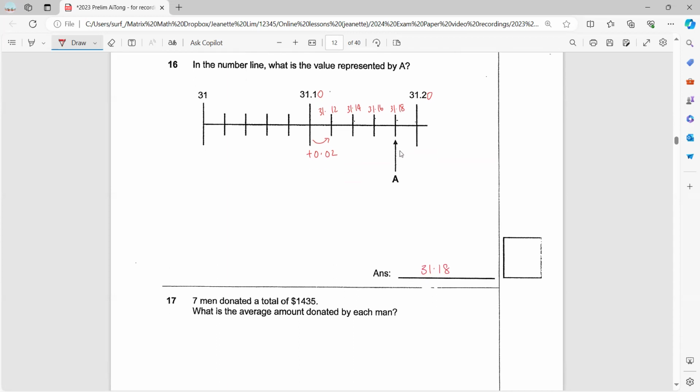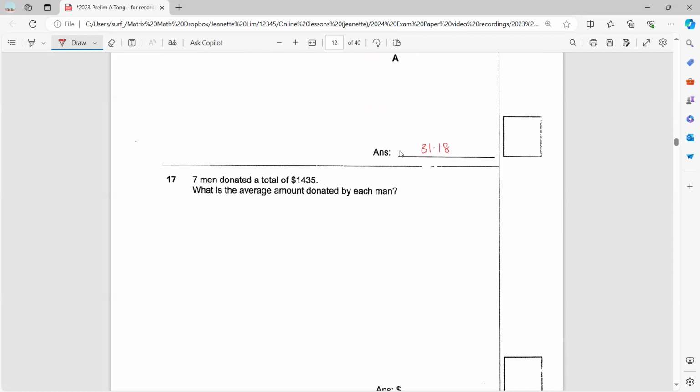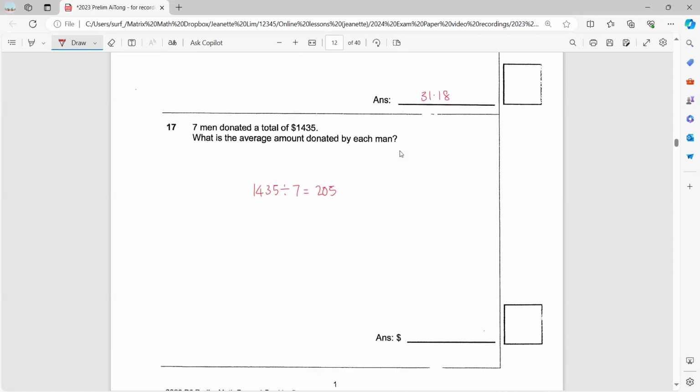Question 17. 7 men donated a total of $1,435. What is the average? Okay, so you just divide 1435 divided by 7 to find the average. So 205. $205.